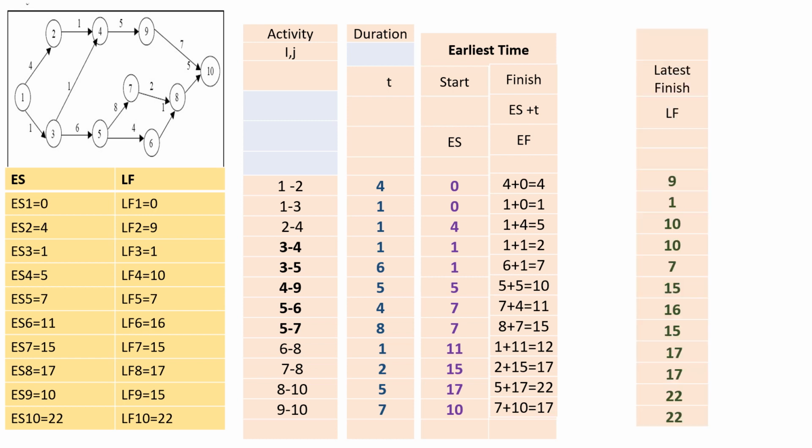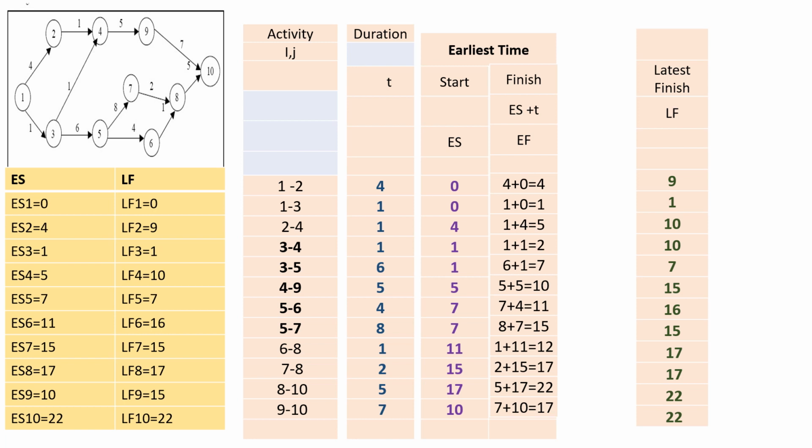We then calculate latest finish time or LF for all the activities. For activity 1 to 2, the end node is 2. Now, latest finish time for node 2 is LF2, which is 9. Therefore, LF for activity 1 to 2 is 9. For activity 1 to 3, the end node is 3. LF3 is 1. So LF for activity 1 to 3 is 1.